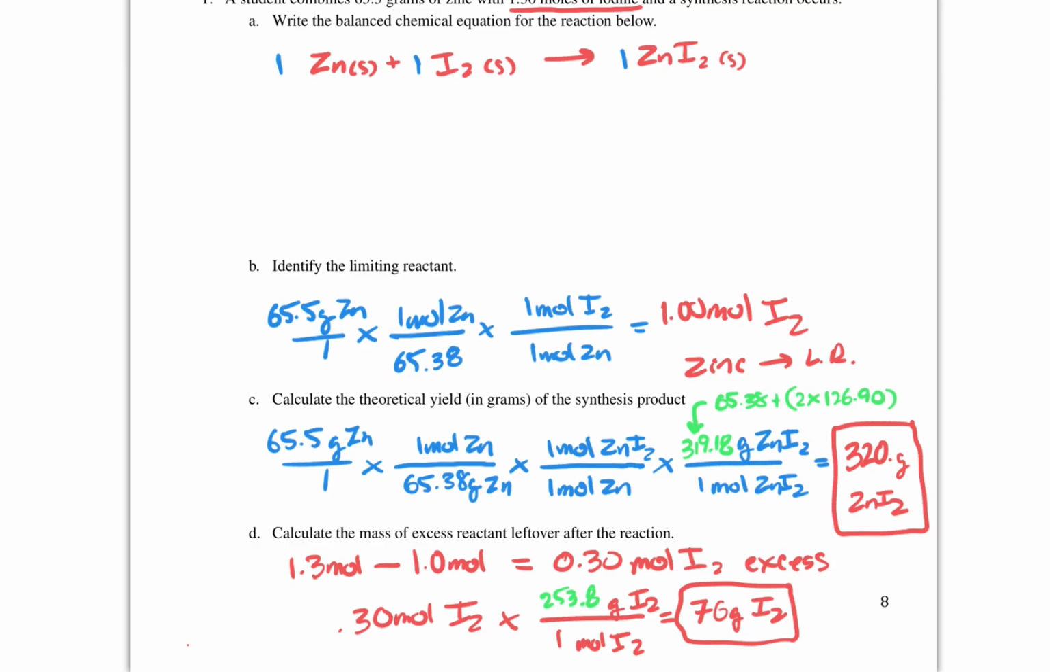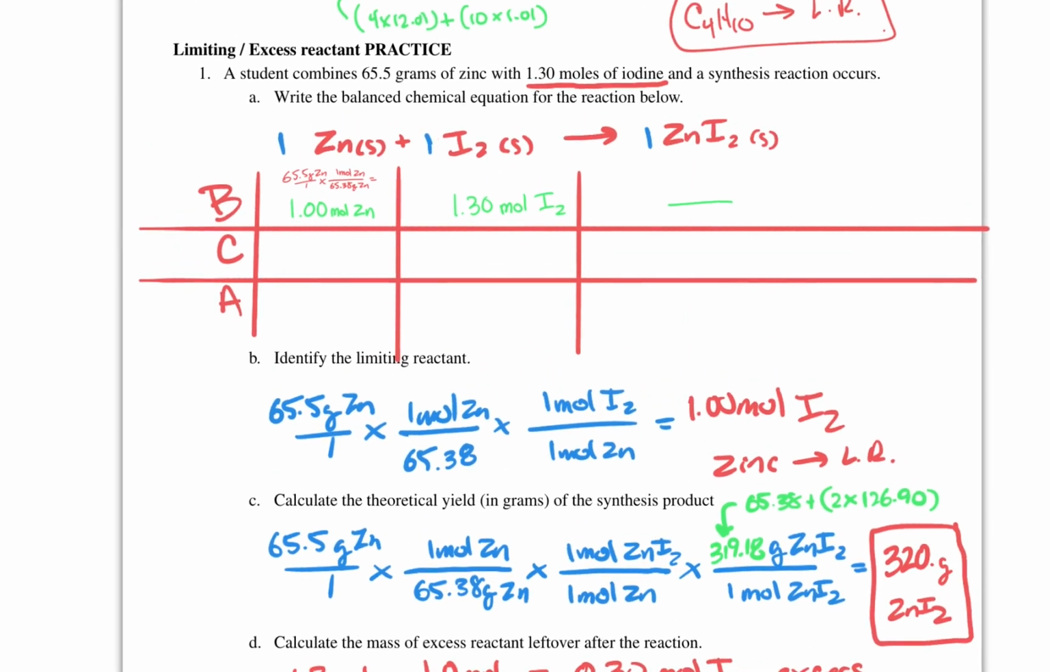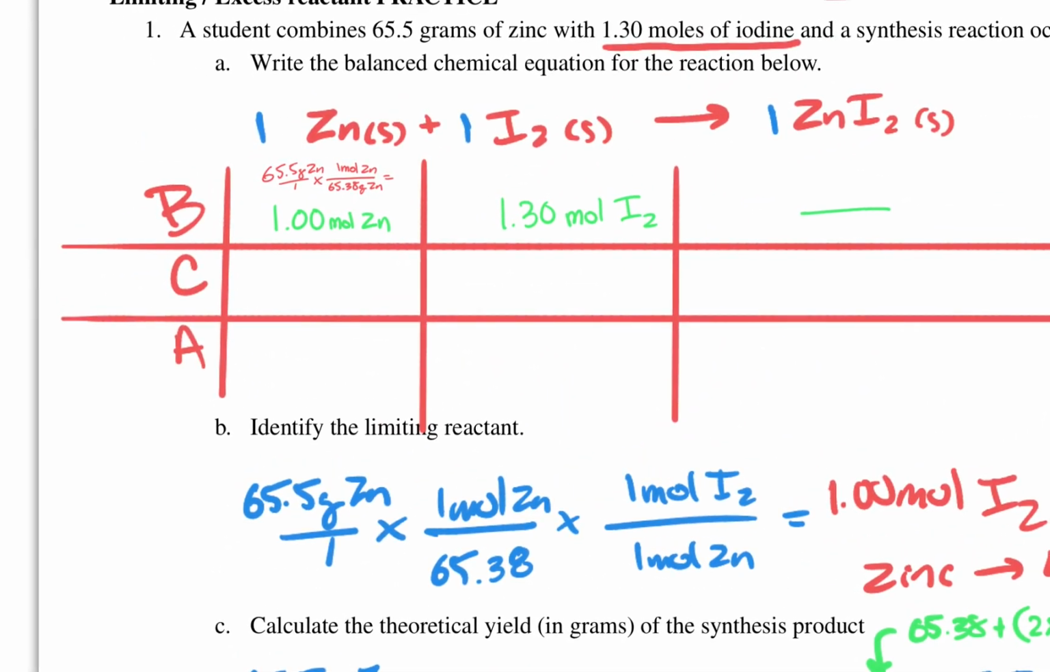If I wanted to, I could have done this entire process using a BCA table where I look at the moles of stuff before the reaction, the change during the reaction, and then what's left over after the reaction. Now looking at this BCA table, this has to be in moles. So I take my 65.5 grams of zinc and quickly convert that into moles, and then list that before the reaction: I have 1 mole of zinc and 1.3 moles of iodine.